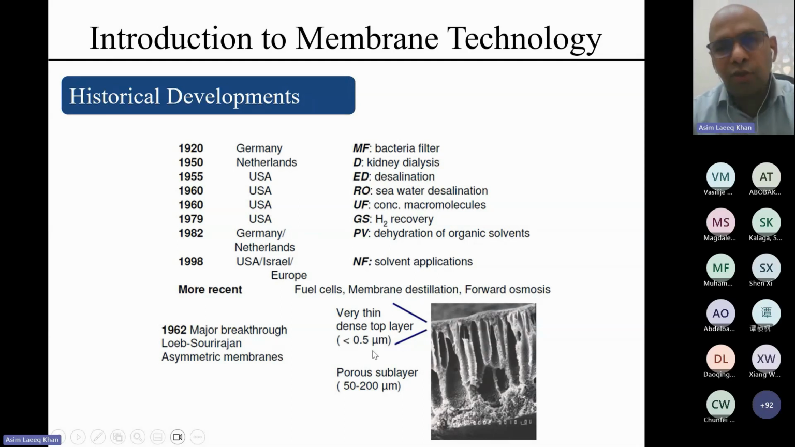So the resistance to the flux, or the main thickness to the flux, comes from only 0.5 micrometer, and the rest of 200 or 250 micrometer only provides us the mechanical stability. And once these asymmetric membranes that have these two layers, a bottom sub layer and a top thin layer, were produced, a huge amount of research started, and then we started to see more and more application of membranes for CO2 capture, for other applications, because as mankind, as researchers, we were able to develop membrane that had mechanical integrity as well as high flux.